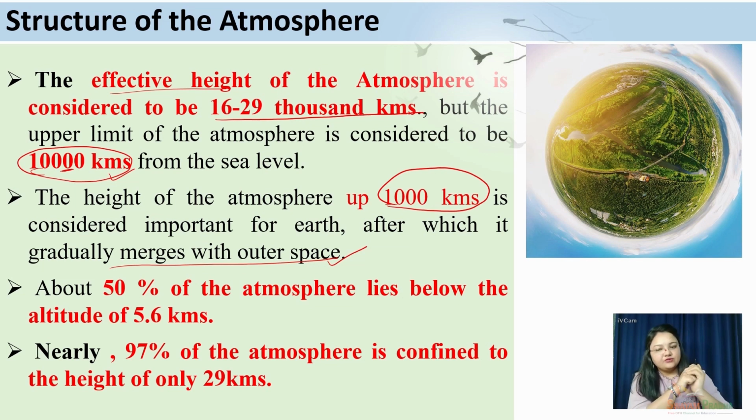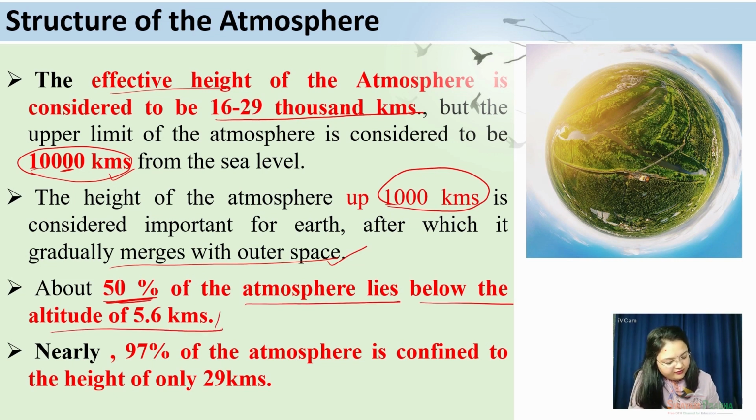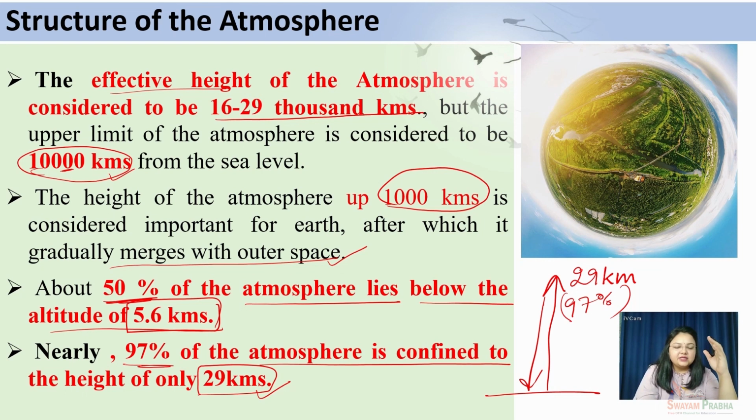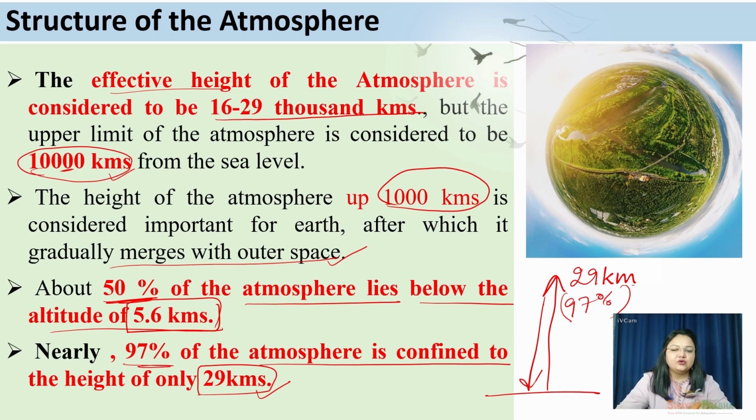Now, talking about the total mass of the Earth's atmosphere, you can see that nearly 50% of the atmosphere lies below the altitude of 5.6 kilometers. So the majority of atmosphere is compacted towards the lower layers of atmosphere, towards the surface of Earth. And nearly 97% of the atmosphere is confined to the height of 29 kilometers. So, as you go up in the atmosphere to 29 kilometers, you will see that 97% of the atmosphere lies below this 29 kilometers, and we have only 3% above. The maximum mass of atmosphere is concentrated within those 30 kilometers only from the surface of Earth.